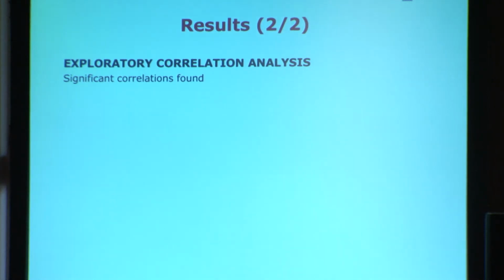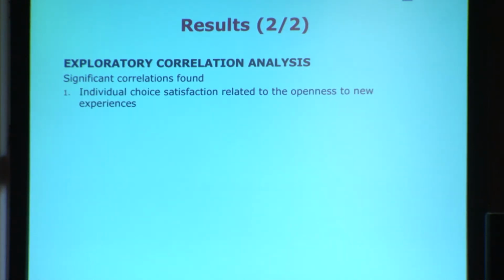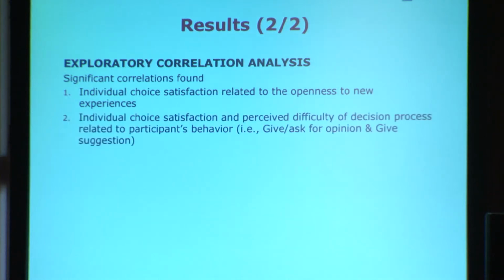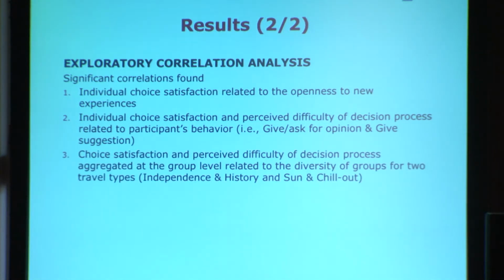Then we did some exploratory correlation analysis, and we found some significant correlations. First, individual choice satisfaction was related to the openness to new experiences factor. Then individual choice satisfaction and perceived difficulty of the group decision process were related to the participants' behavior in this group decision process. And thirdly, at the group level, aggregated choice satisfaction and difficulty of the decision process were related to the diversity of groups with respect to two travel types.